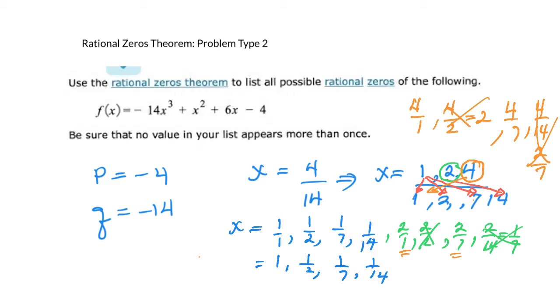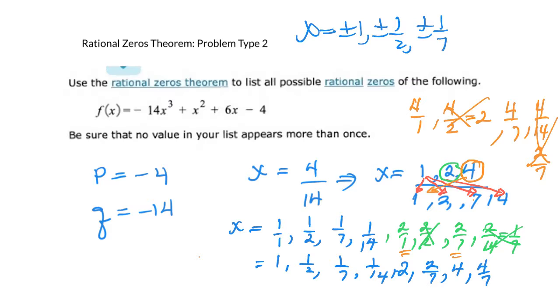So when we list all the possibilities, we have the first set, which is 1, 1/2, 1/7, 1/14. Then we had 2, 2 over 7, and then we had 4 over 1, which is 4, 4 over 7, and then that's it. So our possible zeros are going to be plus or minus all of those values. So x equals plus or minus 1, plus or minus 1/2, plus or minus 1/7, plus or minus 1/14, plus or minus 2, plus or minus 2/7, plus or minus 4, and plus or minus 4/7.